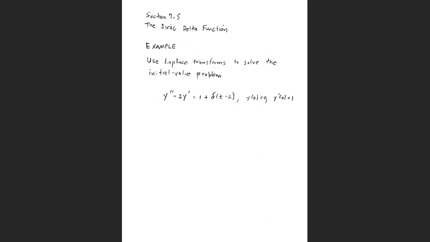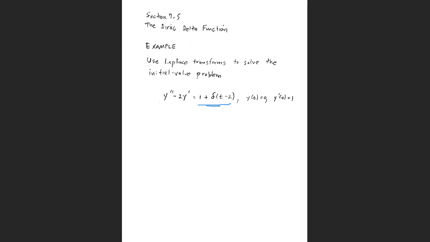Okay, Math 282 students. In this recording, I'm going to be doing an example from section 7.5. 7.5 dealt with the Dirac delta function. And what we have here is a second order differential equation, and the external function on the right is equal to 1 plus the Dirac delta function at t minus 2.